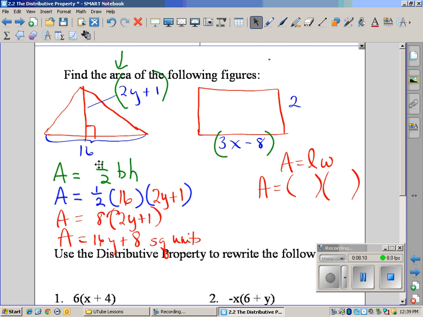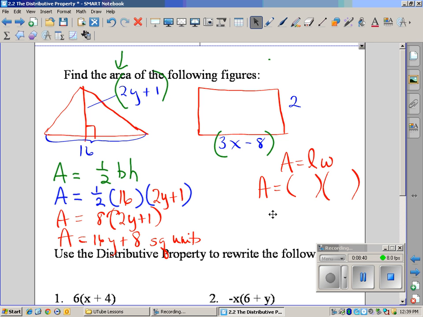1/2, my base is 16. My height is 2y plus 1. I've got 3 terms to multiply together. It doesn't matter which 2 I start with because the associative property of multiplication tells us about that. So I'm going to say 1/2 times 16 is 8. And now I'm going to distribute. My last step is distribution. 8 times 2y is 16y, and 8 times positive 1 is 8.